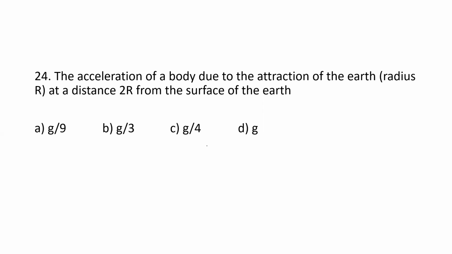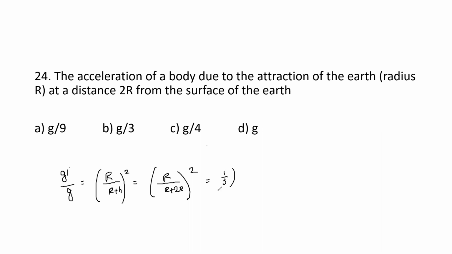Okay, so if you simplify this, we know the formula. That is given by g dash divided by g is equal to R divided by R plus h whole square, is equal to R divided by R plus 2R, that is h value, to whole square. So this is equal to what we can write. This is equal to, we can write it as r divided by, it becoming 3r. It is becoming 3r here. So r will get cancelled. Therefore, you will get it as 1 by 3 whole square.